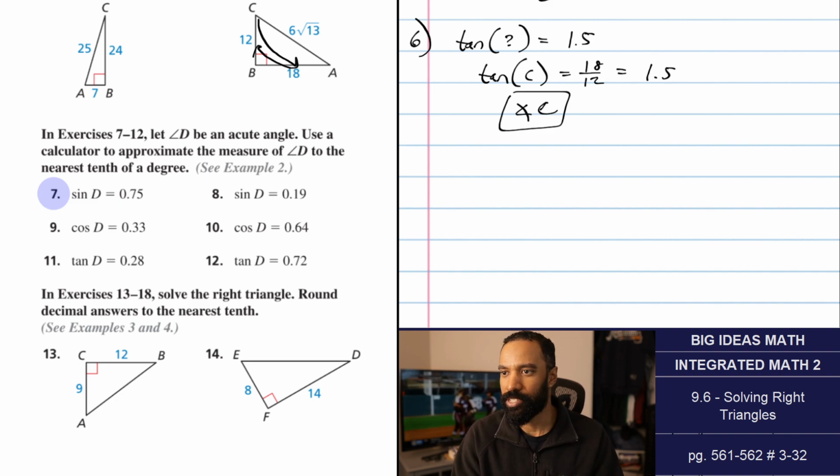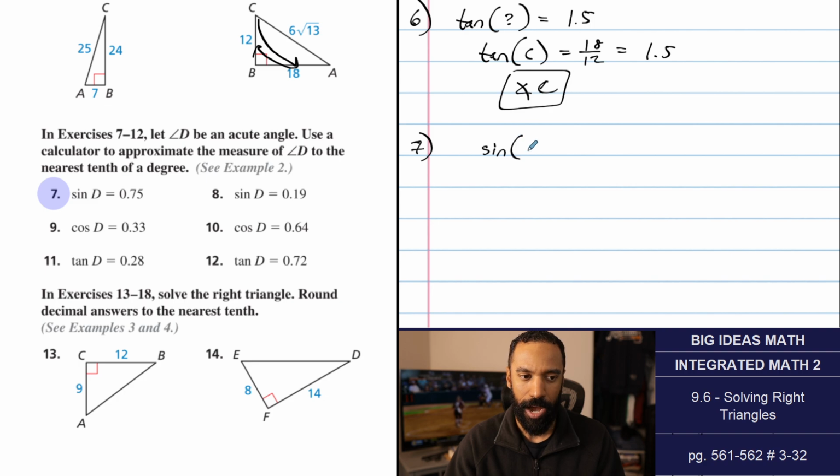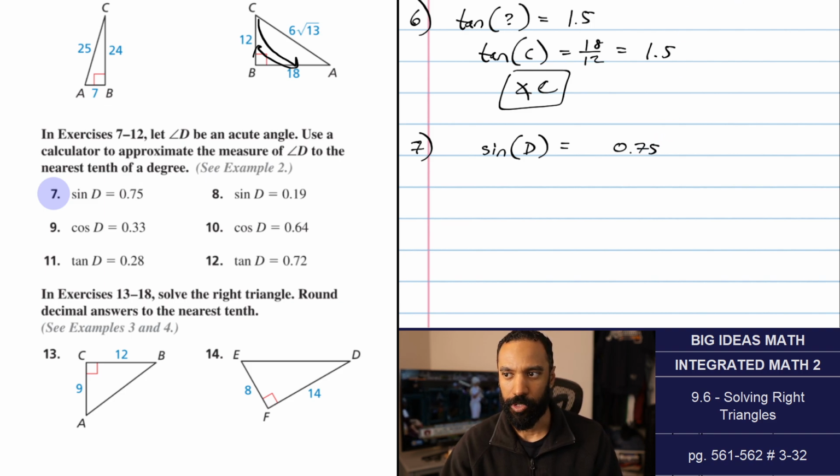All right, in exercises 7 through 12, let angle D be an acute angle. Use a calculator to approximate the measure of angle D to the nearest tenth of a degree. So this is where we start beginning to use the inverse trig. And I'm going to copy down the problem. However, I'm going to leave some space on these parts, and I'm going to do this probably every time. Well, no, sometimes I won't show this work. I want to begin with it, though.